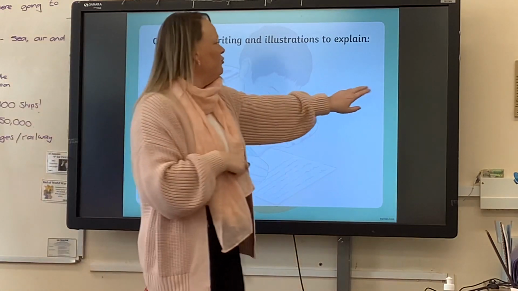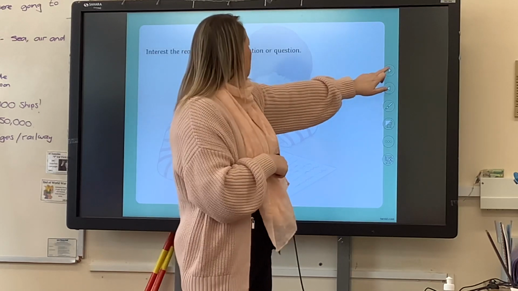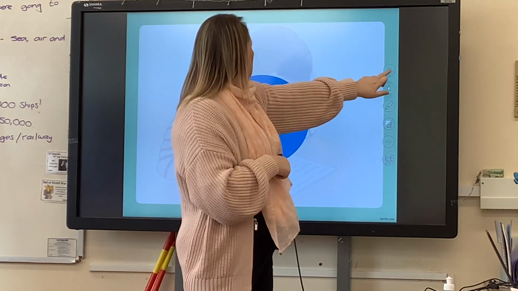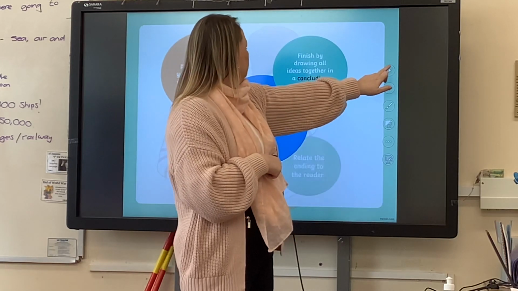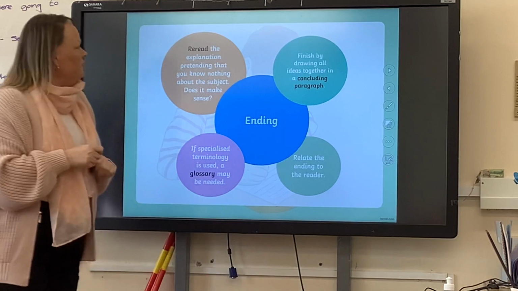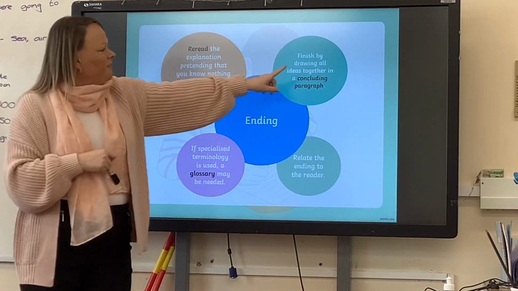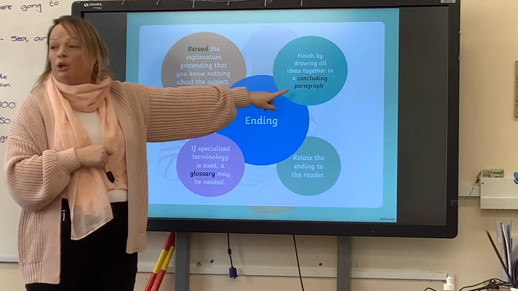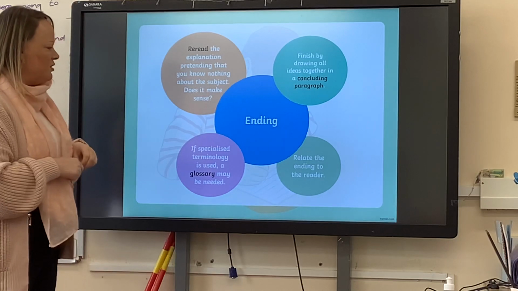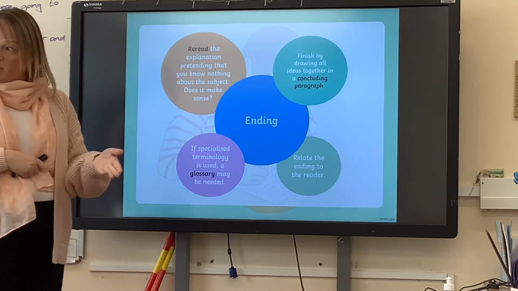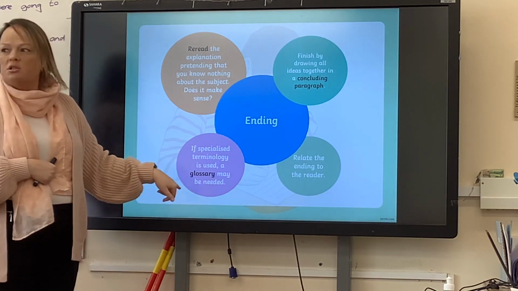Right, we're going to skip through these because we are going to be thinking about our title. So let's just quickly do the ending bit. Reread the explanation, pretending that you know nothing about the subject. Does it make sense? Finish by drawing all the ideas together in a concluding paragraph. That's often the bit we struggle with, isn't it, the conclusion? Relate the ending to the reader, so talking directly to your reader. If specialised terminology is used, a glossary may be needed.